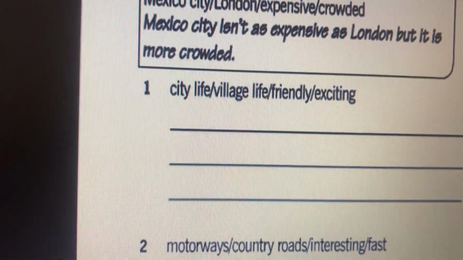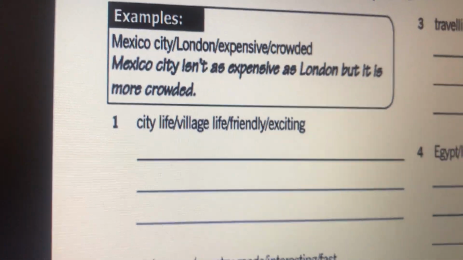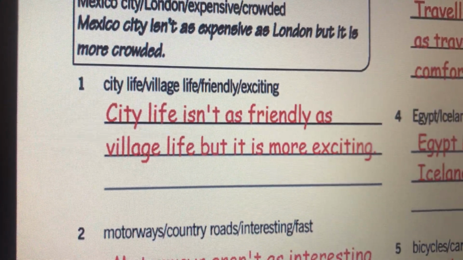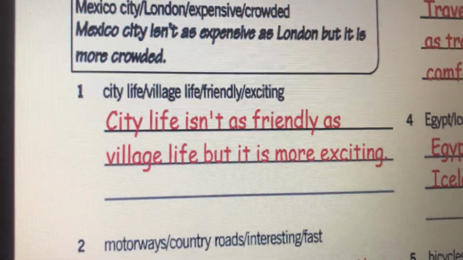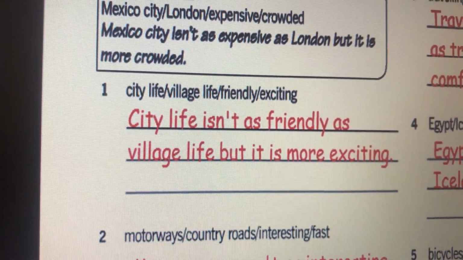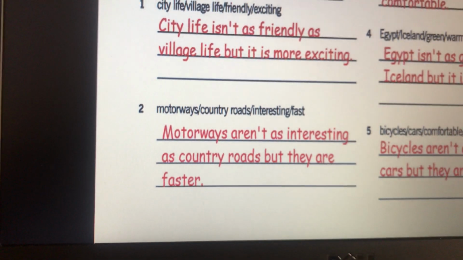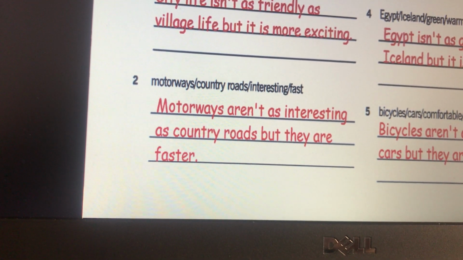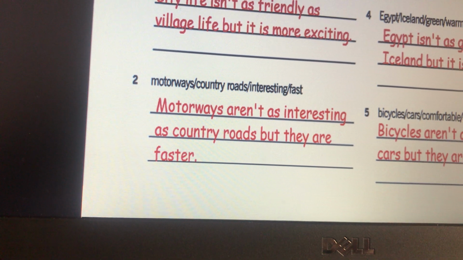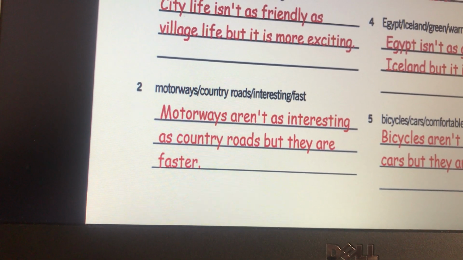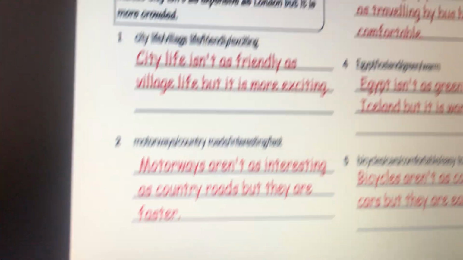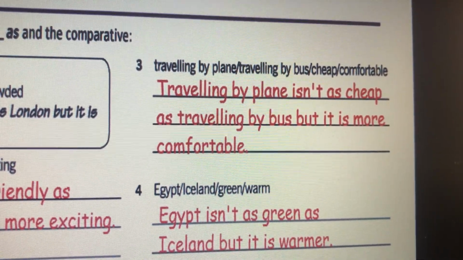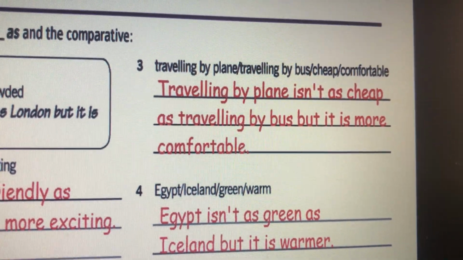Look at this. City life, village life, friendly, exciting. What should we say? Look. Yes. City life isn't as friendly as village life, but it is more exciting. And we do this for the other patterns. Look at this, number 2. Motorways aren't as interesting as country roads, but they are faster. You know motorways اللي الطرق السريعة الخارجية. And look, traveling by plane isn't as cheap as traveling by bus, but it is more comfortable.